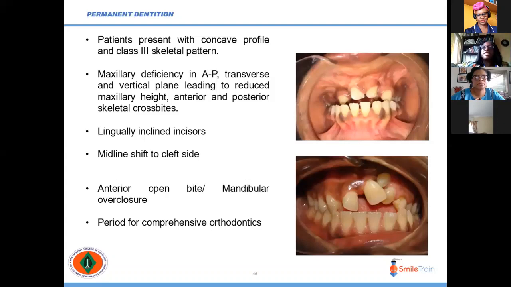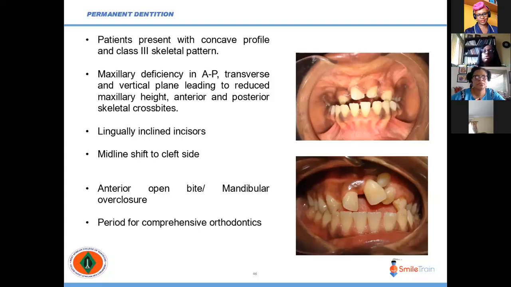Now, a lot of patients in this part of the world present themselves to us for the first time in complete permanent dentition, either adolescents that are in complete permanent dentition or adults. So these patients often present with a concave profile and a skeletal class 3 pattern. We note that once again, there is deficiency in all three planes: anteroposterior, transverse, and vertical.